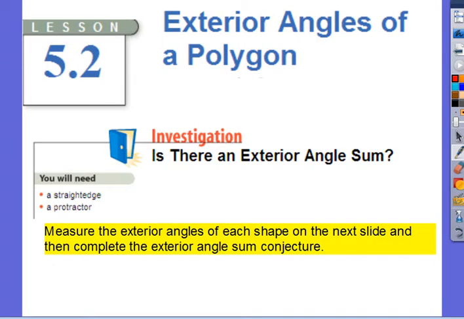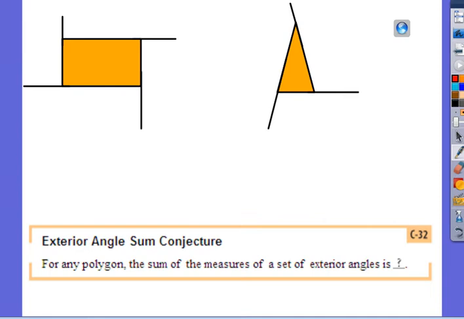5.2, exterior angles of a polygon. So that's it for 5.1. We're going to do some work on that with activities in class. So please write 5.2 exterior angles of a polygon. Is there an exterior angle sum? You bet your bottom dollar there is, and I'm going to tell it to you.